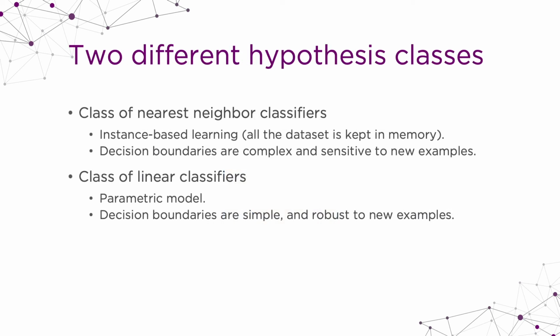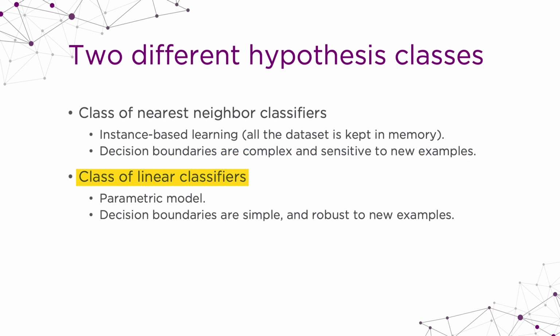So now we've just seen 2 very different types of hypothesis class. We saw also the lookup table, but it's not a good model in any way. We saw the nearest neighbor classifier and the linear classifier. For the nearest neighbor, when I deploy it in production, I must remember all the points in my data set. It's called instance-based learning. So I need a lot of memory, and after that I need a good algorithm to find quickly the closest point in my data set. And for this classifier, we can see that the decision boundaries are complex and sensitive to new examples.